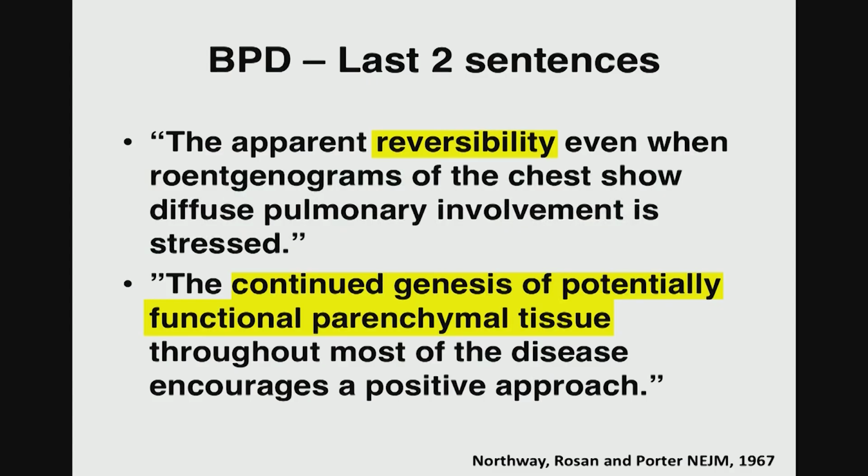So in concluding, I'm just going to read to you these last two sentences of the original paper, because I think this is what we have to focus on. The apparent reversibility, even when roentgenograms of the chest show diffuse pulmonary involvement, is stressed by Bill Northway, and the continued genesis of potentially functional parenchymal tissue throughout most of the disease encourages a positive approach. So we have to be really positive about new therapies. Thanks very much.